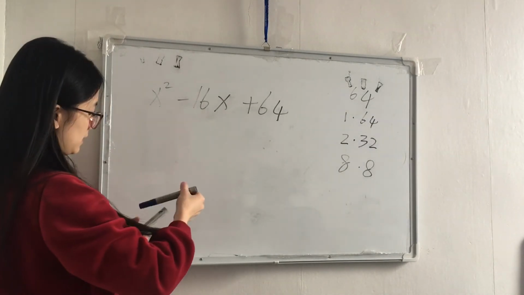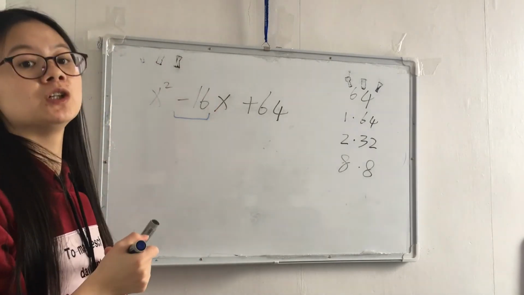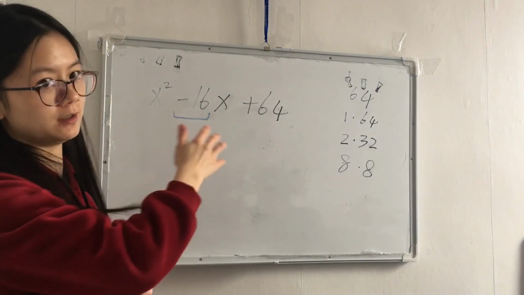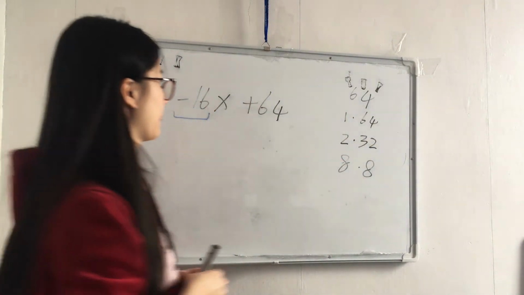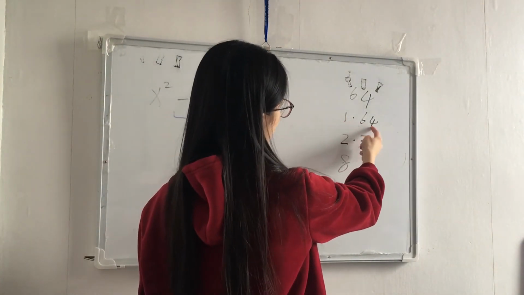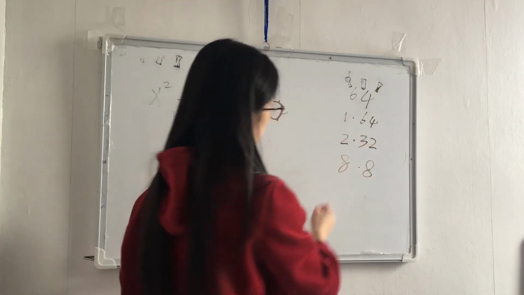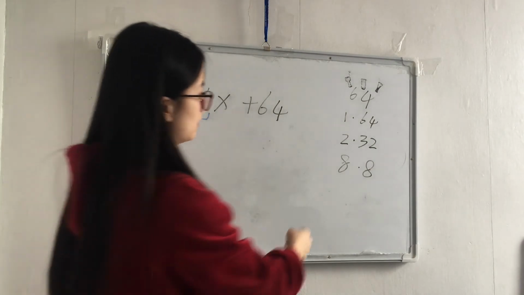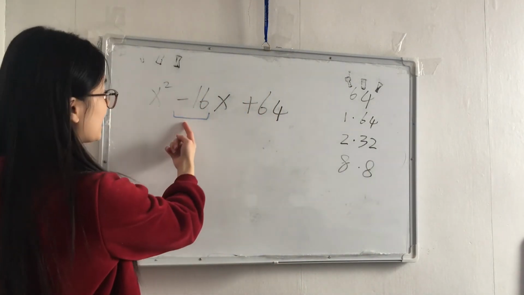You see, the b term is a negative number. So we know we have to use a negative number somewhere here. Definitely 1 plus 64 is not negative 16. No. 2 plus 32 is not negative 16. 8 plus 8 is positive 16, but we need negative 16.